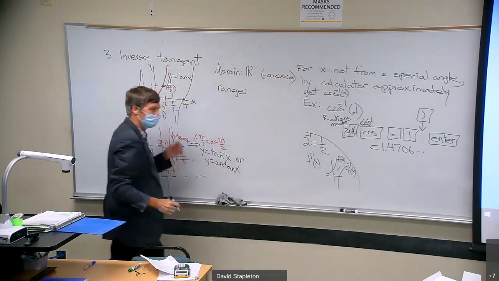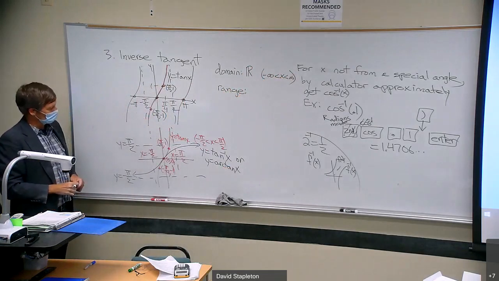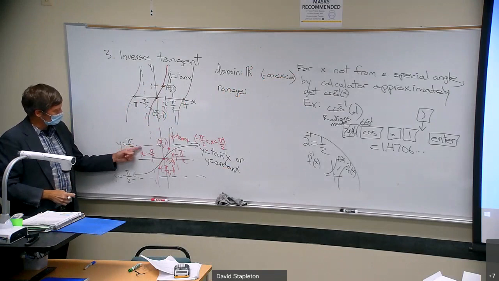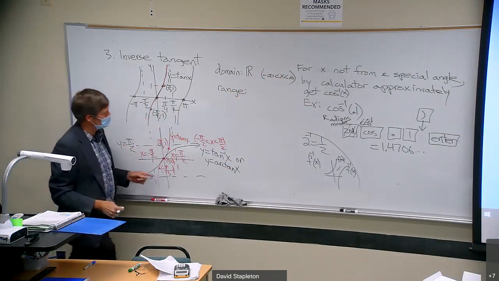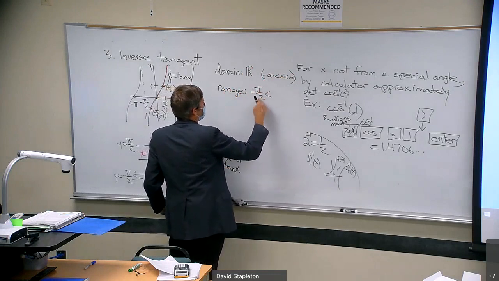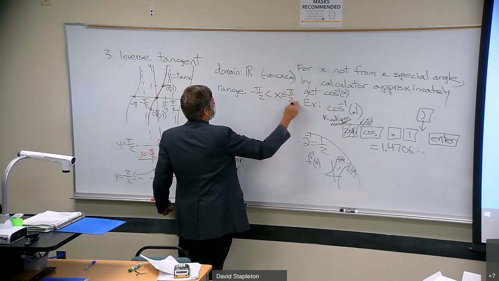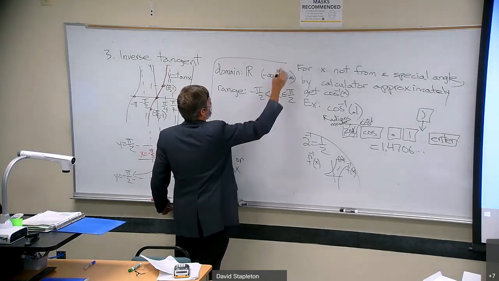What's the range? I'll put y between these two asymptotes, right? So between minus pi over 2 and pi over 2, not including the asymptotes. So its range is like the sine, except without pi over 2 and minus pi over 2 themselves. So there's the domain and range of the arctangent function.